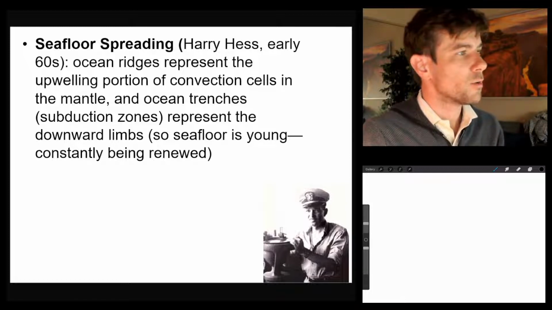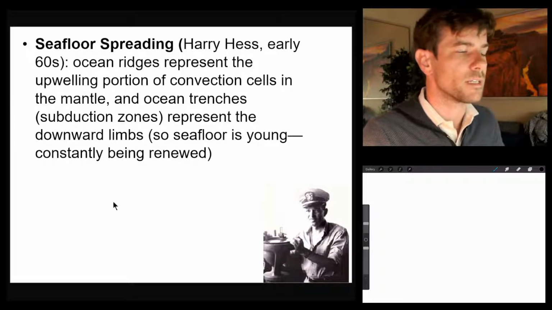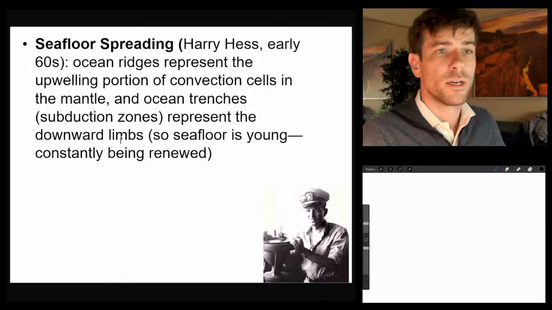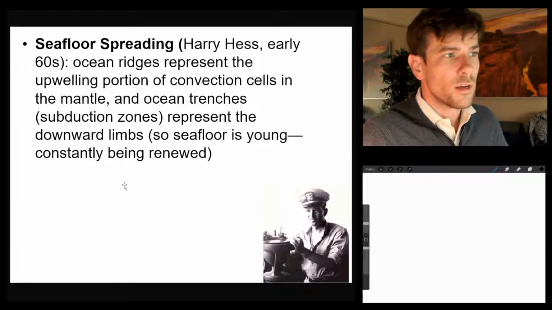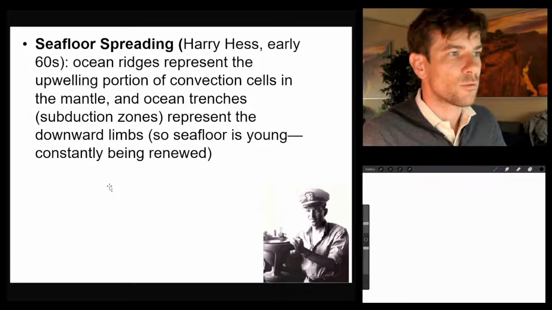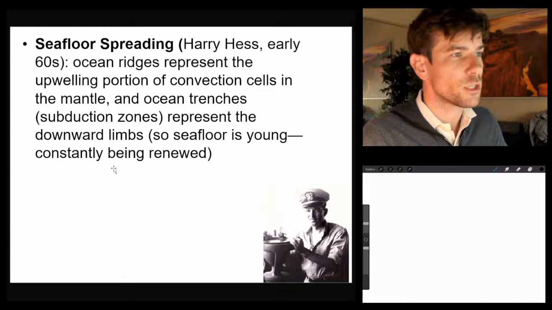Last lecture, we sort of left off talking about this guy here, Harry Hess, and his idea of seafloor spreading, which he proposed in the 60s based on observations of variable depths of the seafloor primarily. He observed that there were these very shallow mountain range looking features in the centers of ocean basins, and there were very deep trenches that were on the sides of several ocean basins.